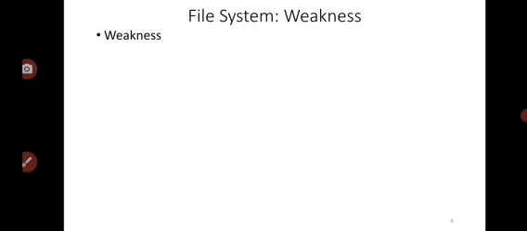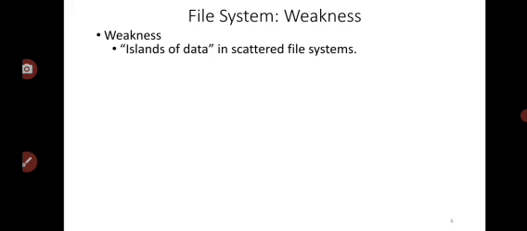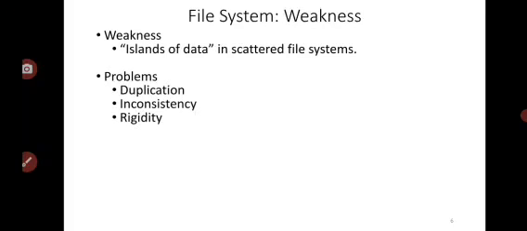File system weaknesses. We will see the drawbacks or disadvantages of file systems. The first one is islands of data in scattered file systems. That means all the data are scattered and not interlinked with each other. Problems: duplication. The data which is available in one file system can be duplicated in another one, so there is a possibility of duplication in file systems.